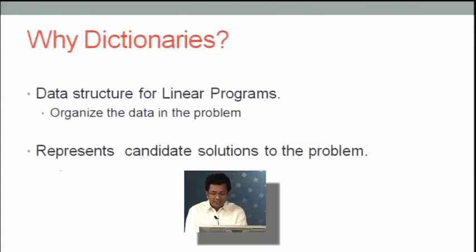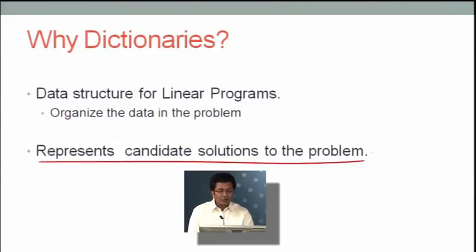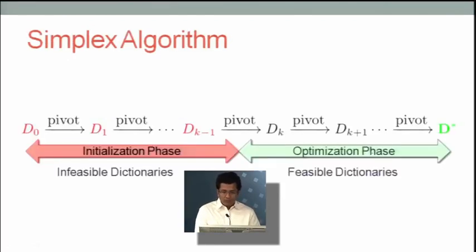The other thing is a dictionary represents a candidate solution to a problem. And the one thing that I did not say on this slide is it makes reasoning about linear programs very easy and very simple, and we will see how that works out. Okay? So we are now ready to look at the simplex algorithm from 2000 feet. Okay, so this is a 2000 feet description of a simplex algorithm.